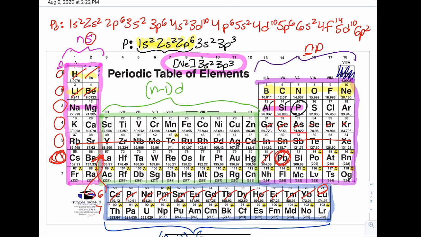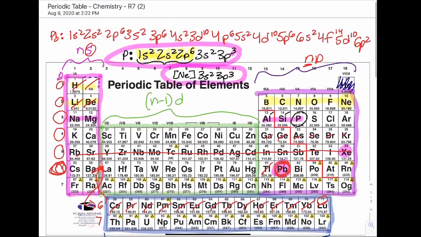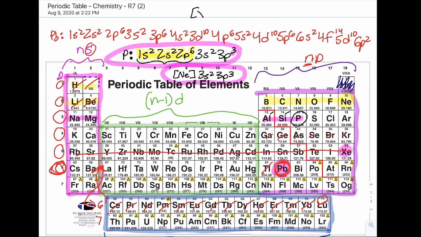gas shorthand notation. Now again, I don't want you to always use it because I want to know that you can write this whole thing. And if you always use this shorthand notation, I don't know that you can do that. For example, if you were to do the shorthand notation for lead, right? Finding lead on the periodic table, it's down here. I'm going to go up and I'm going to write xenon in brackets, because that's the noble gas that's above it.